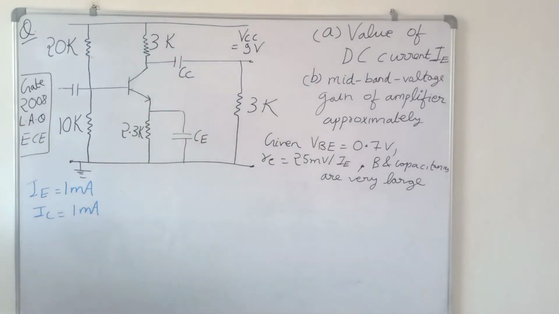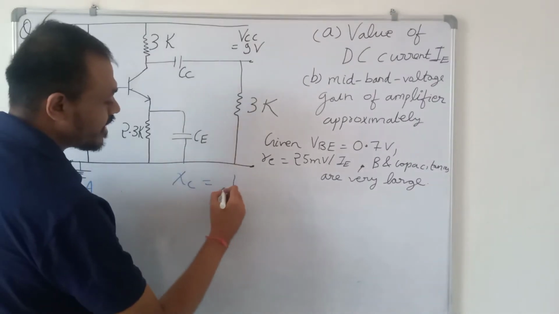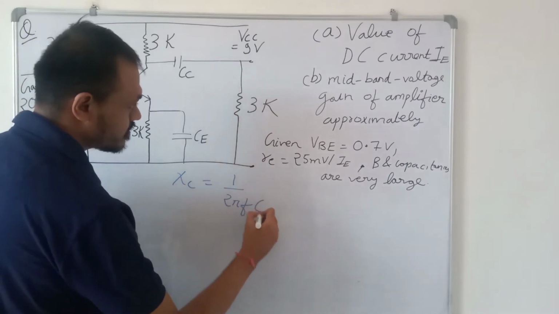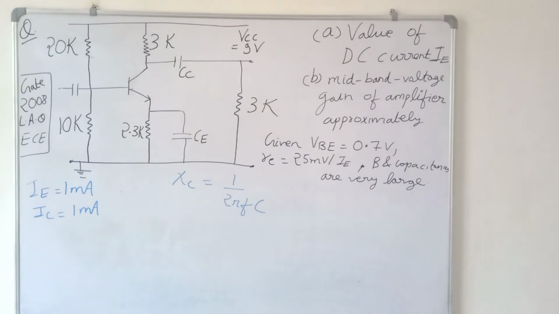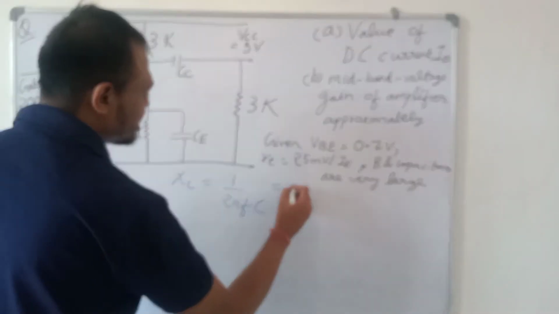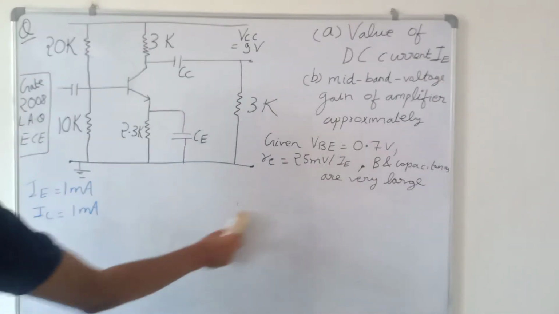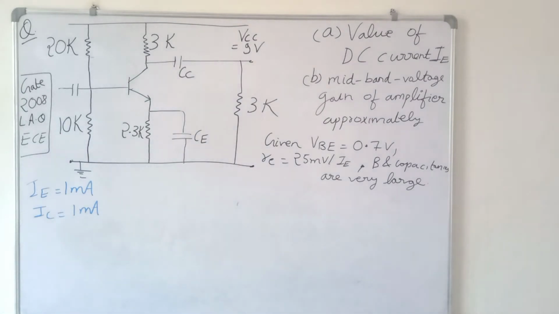So in AC analysis, what we assume is that XC is equal to 1 upon 2 pi FC, and the product of F and C is very, very large. It is given that capacitance is very, very large. So the value of XC is 0. If XC is 0, then we can simply replace this capacitor and this capacitor, and this capacitor also, by a short circuit. So if we replace these capacitors by a short circuit, then our figure will look like this.